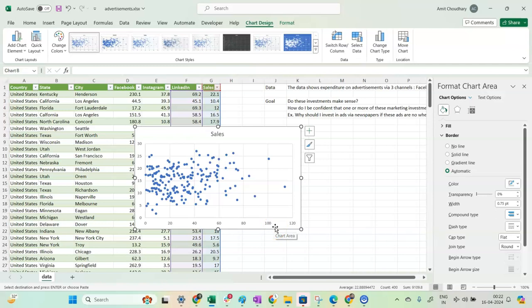So the idea could be that let's stop or minimize the spending on LinkedIn, as it is not resulting in an outcome. Increase the spending on Facebook, and Instagram also. Do not spend much time. That's a scatter plot.